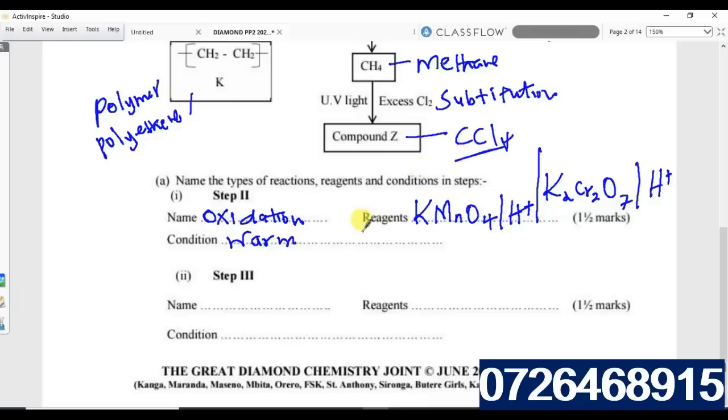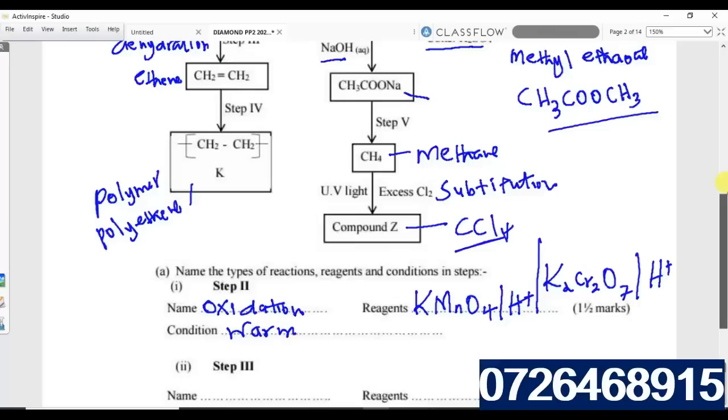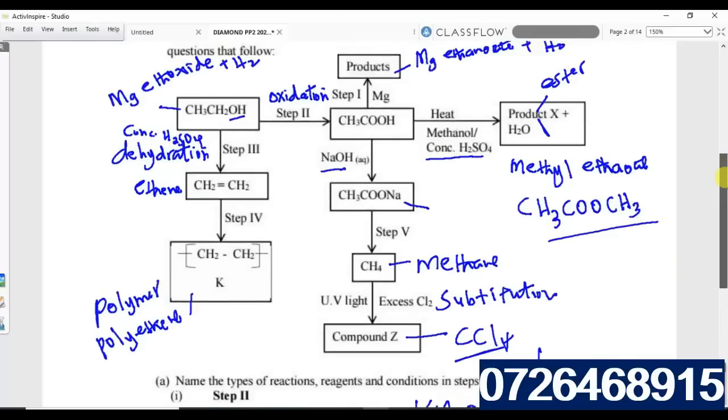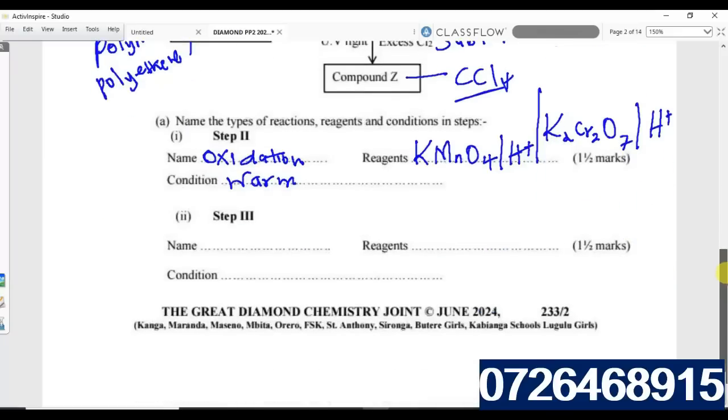Step 3, type of reaction taking place in step 3. So we go back to step 3 and look at that. Step 3 is dehydration. The condition necessary is conc sulfuric acid. So you see, you are just copying what you have done. This one is dehydration. Reagent is conc sulfuric acid.